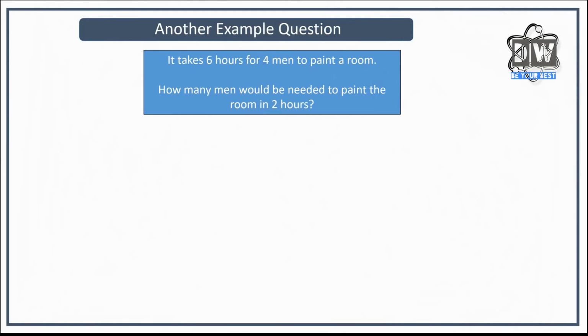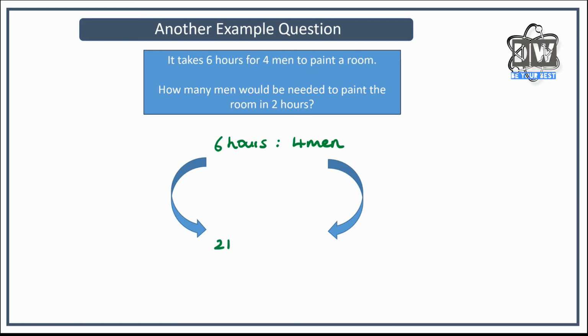Okay, so here's a simple example question for you. It takes 6 hours for 4 men to paint a room. How many men would be needed to paint the room in 2 hours? So first of all, we start with our ratio. We've got 6 hours ratio 4 men. So we're trying to get down to 2 hours. How would we go from 6 hours to 2 hours? Well, we could find out what 1 hour is and then start from there. Or in this case, it's very easy to get from 6 to 2 by dividing it by 3. So we want to get to 2 hours, so we're going to divide it by 3.